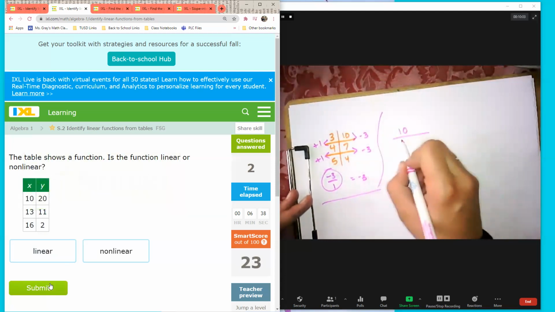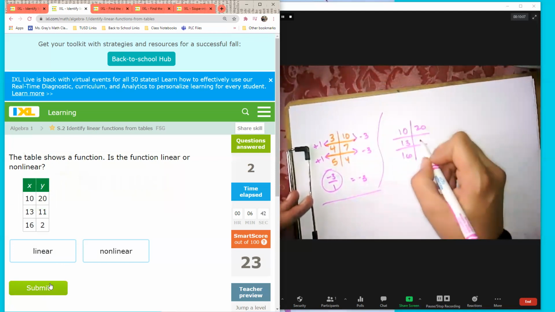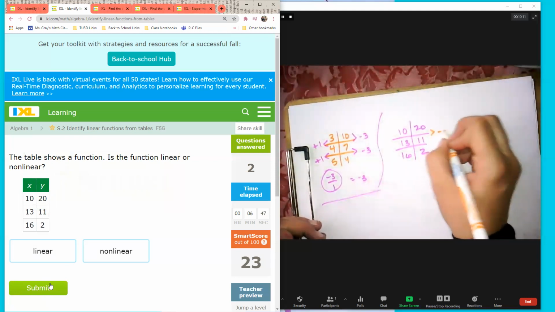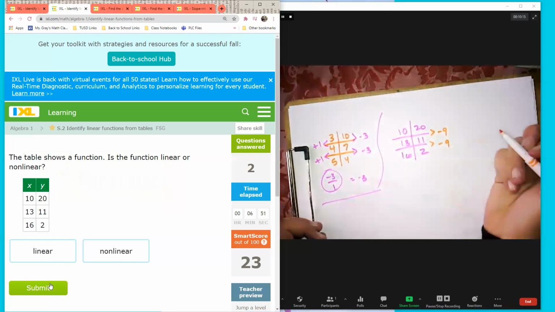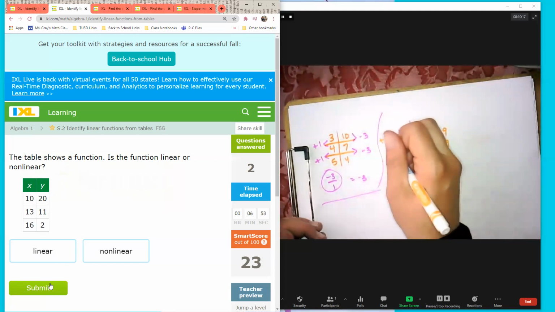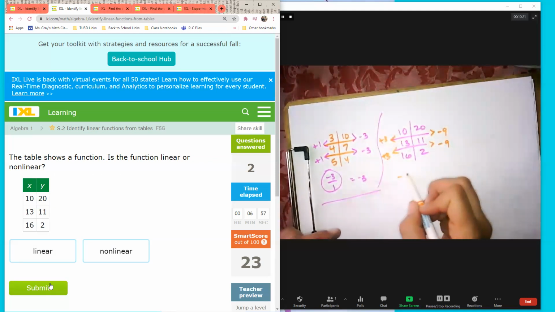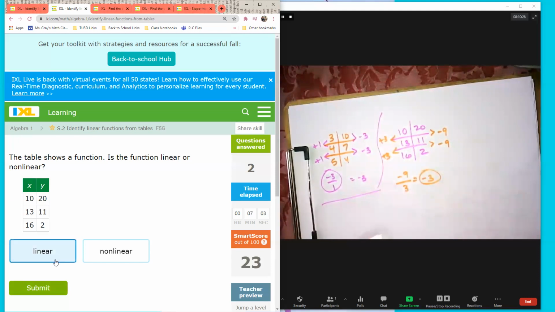So 10, 13, 16, and 20, 11, 2. So I'm going down 9 and then down 9. And here I'm going up 3, up 3. So again, -9 over 3 means that my rate of change here is -3. So this is constant, so it's linear.